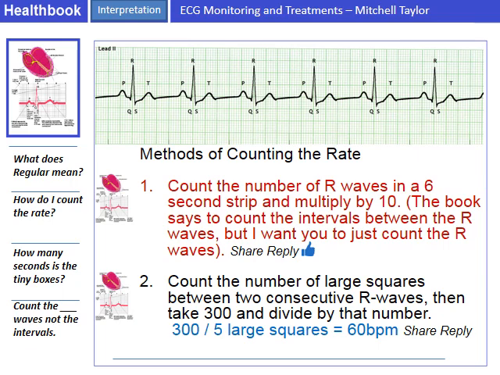So one method is to count the number of R waves in a 6-second strip. This works if the heart rate is regular or irregular. A second method is to count the number of larger squares between 2 consecutive R waves. So I pick 2 R waves and count the larger boxes, 1, 2, 3, 4, 5 in between them, and divide that into 300. So 300 divided by 5 large squares equals 60, so 60 beats per minute. That comes out exactly the same as our first method.